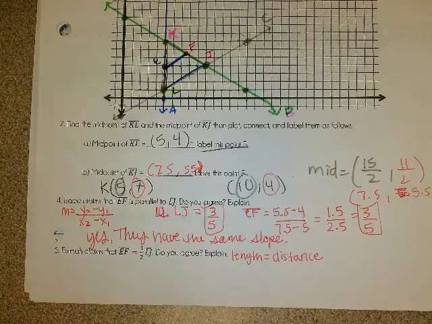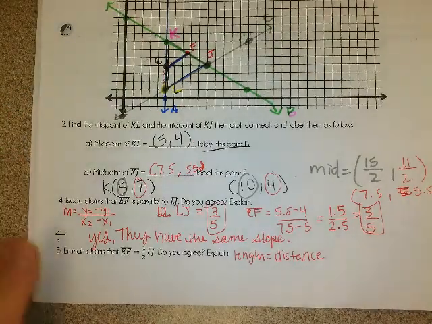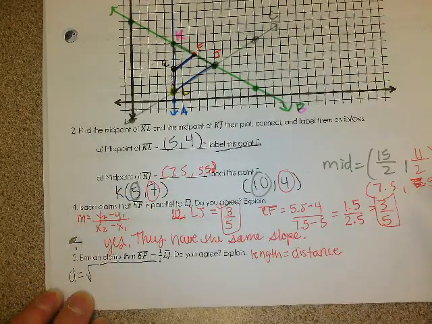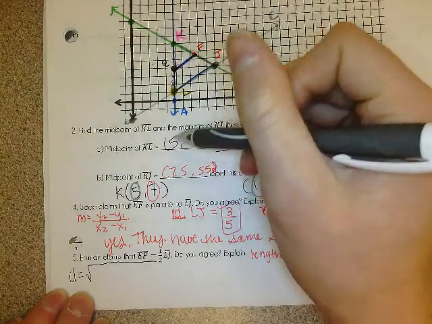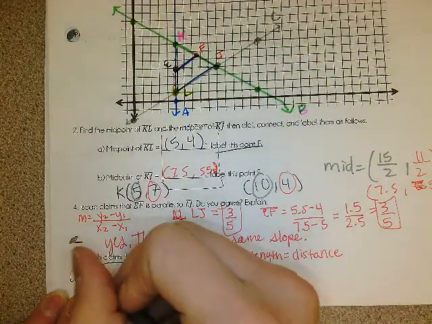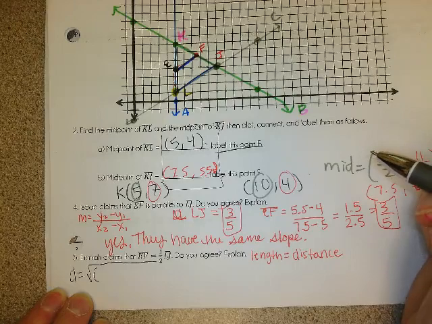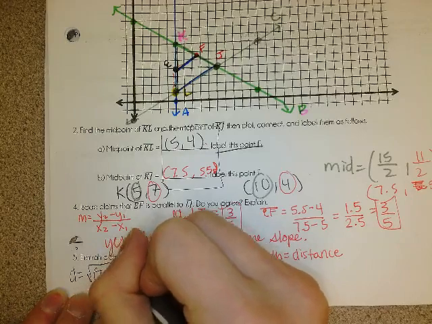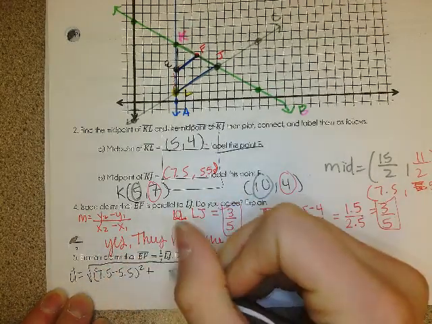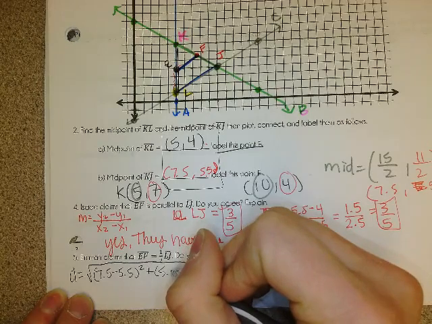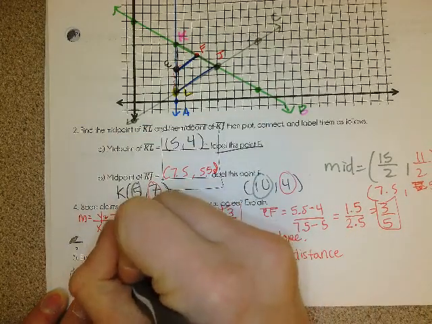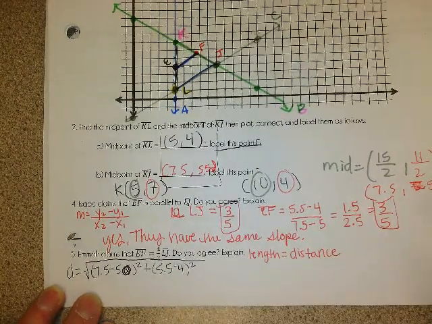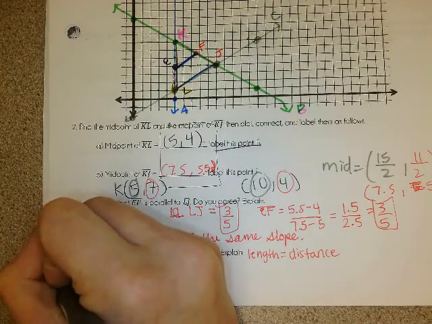Alright, so you're going to do the distance of EF, so distance formula. EF, we have the points of E and F. So I've got 7.5 minus 5.5, square it. Then I've got 5.5 minus 4, and square it. So this is the length of EF.